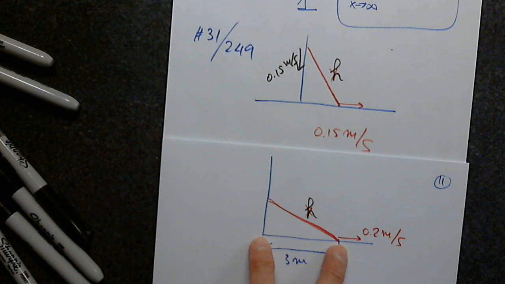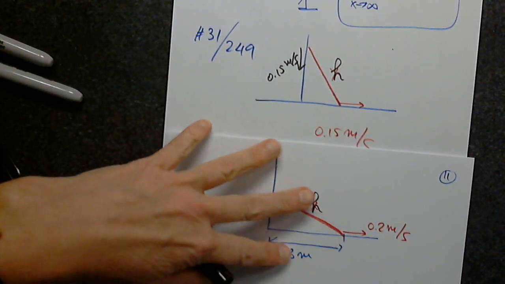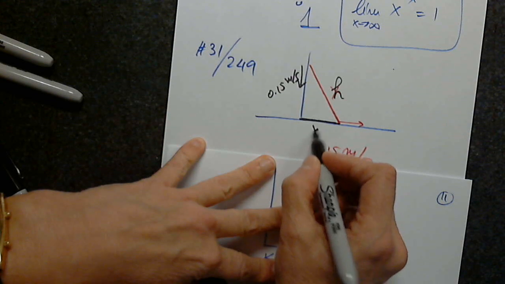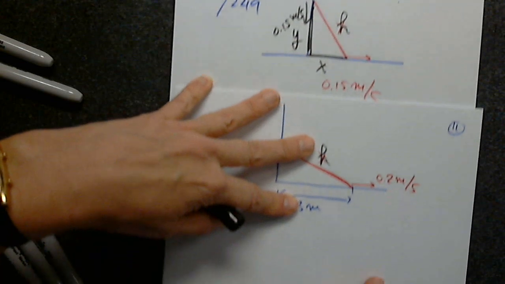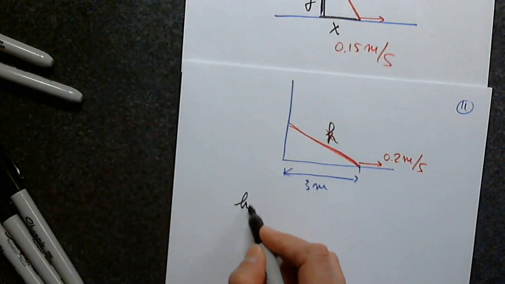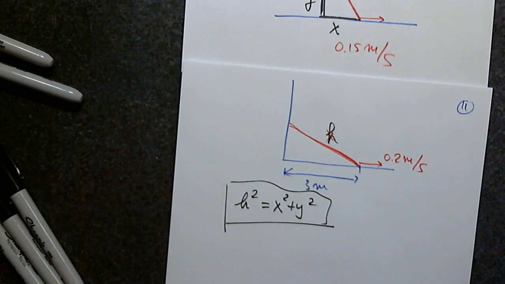So what's the 0.15 meters per second? It slides down the vertical wall. And this one is sliding away from the wall at a rate of 0.2 meters per second. How long is the ladder? So obviously, I'm going to denote this by X, and this by Y. So for now, I do know that H squared equals X squared plus Y squared by the Pythagorean theorem.